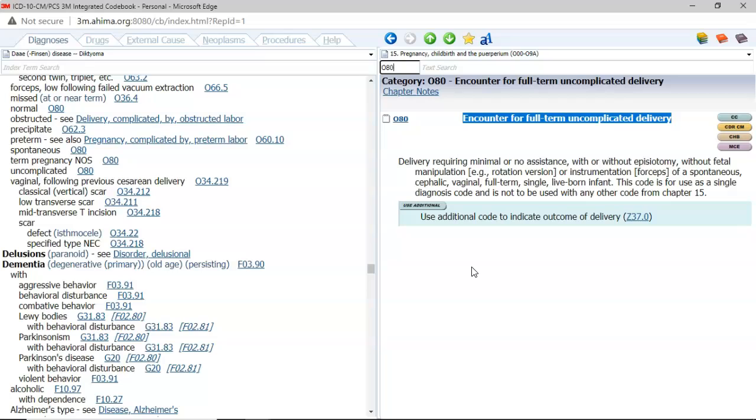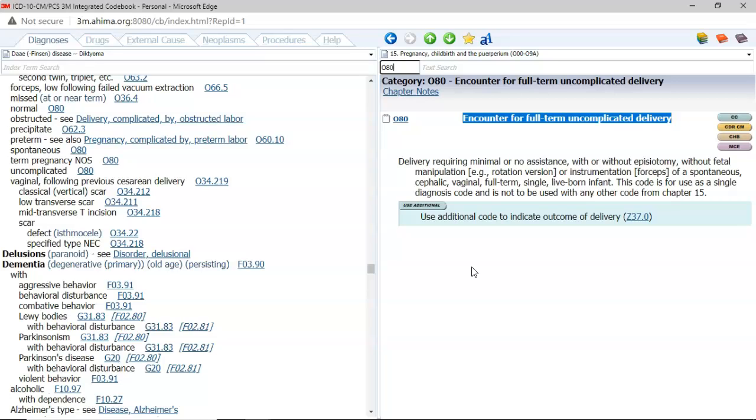There's no fetal manipulation that occurs with this code. There's no rotation, version. We can't use any instrumentation, no forceps, no vacuum extraction. So it has to be just a perfectly normal delivery. It has to be a vaginal delivery. It has to be a full-term infant. It has to be a single infant, and the infant has to be live born. Any other diagnosis code from chapter 15 that would be used would mean that you are not using this particular code.